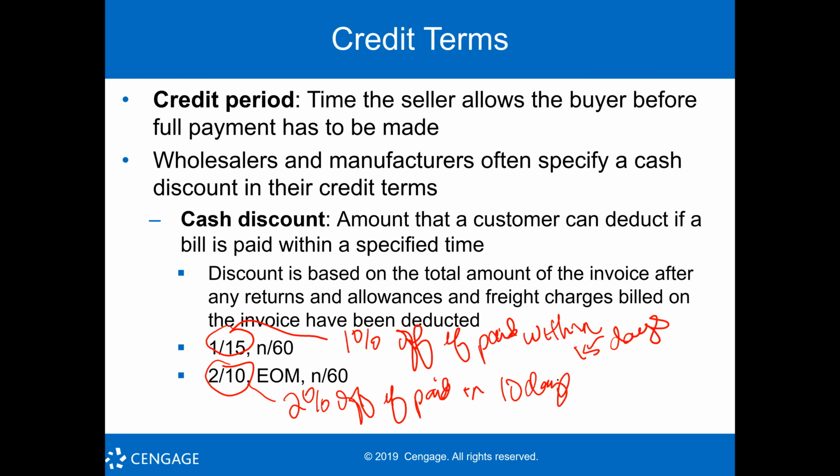That cash discount represents the amount that a customer can deduct if a bill is paid within a specified time. The discount is based on the total amount of the invoice after any returns and allowances and freight charges on the invoice have been deducted. So again, we don't give a discount on any returns or allowances. Obviously, we don't give a discount on freight charges either.